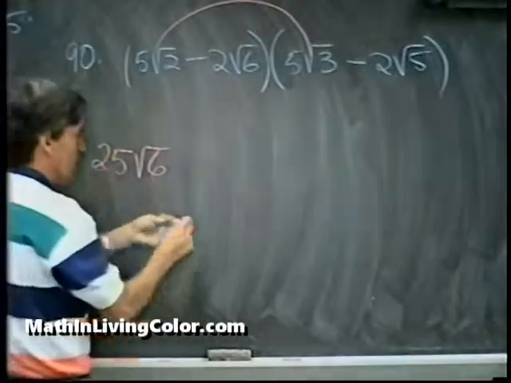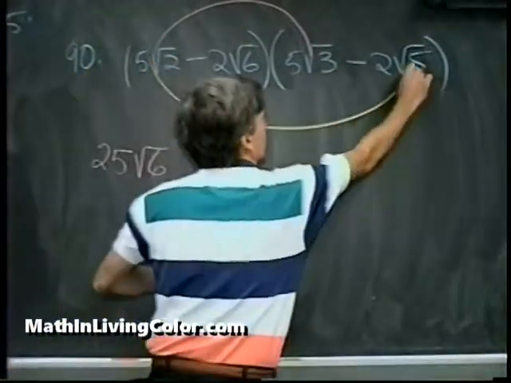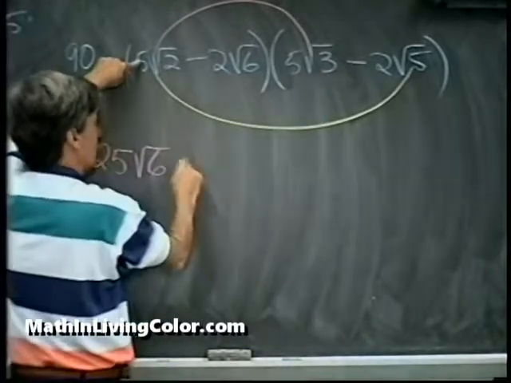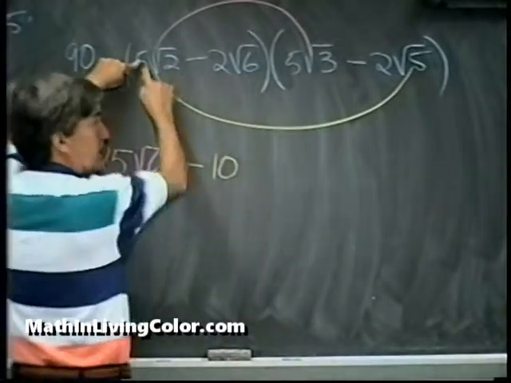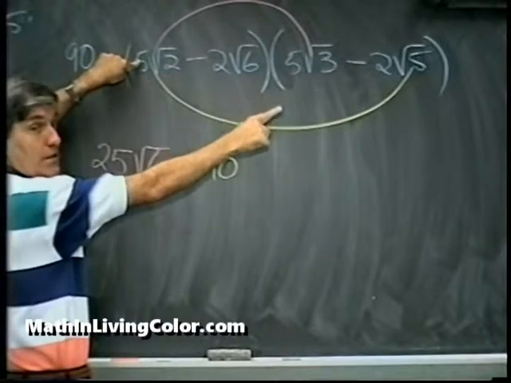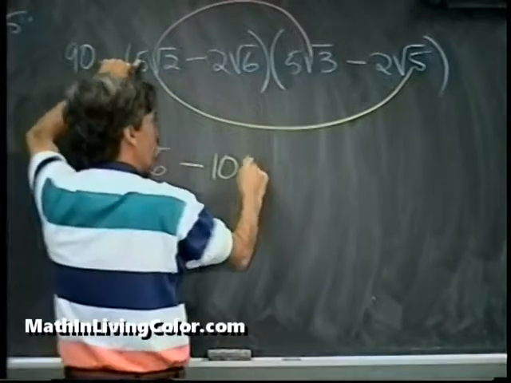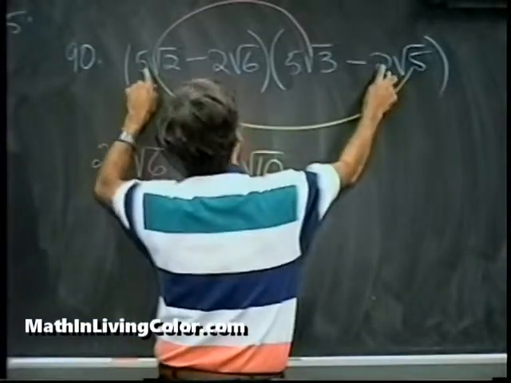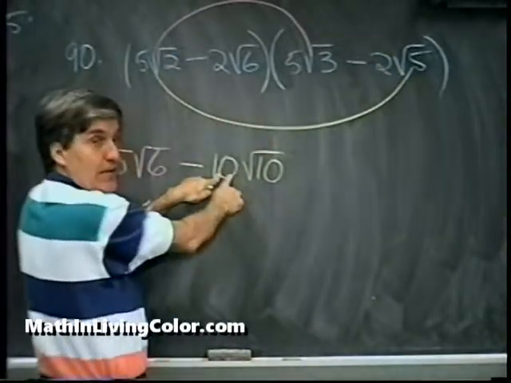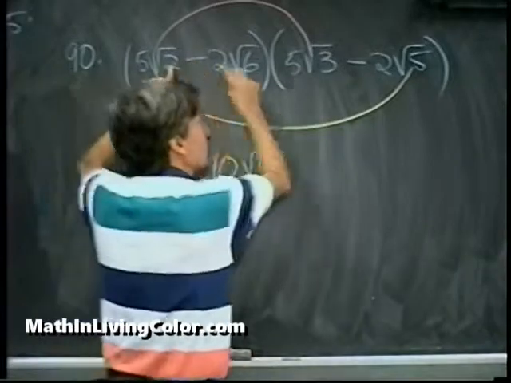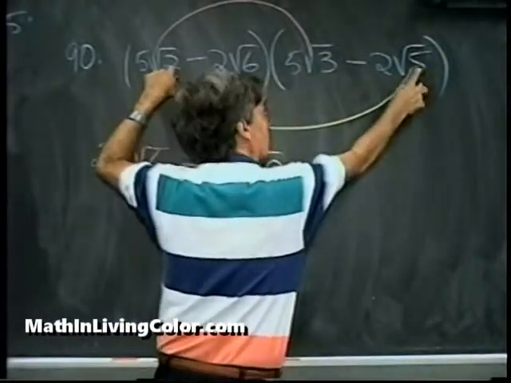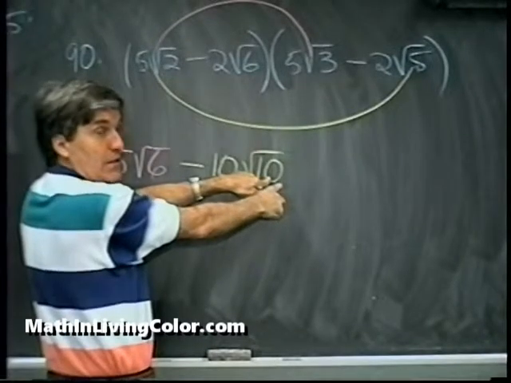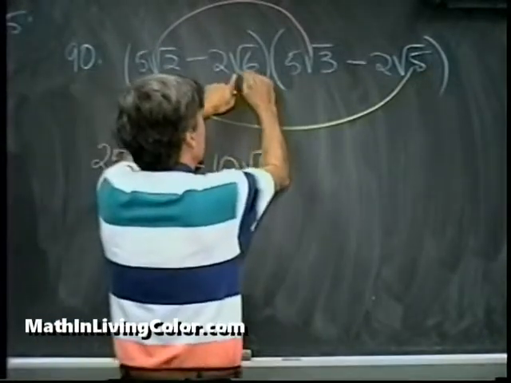Okay? The outer times outer would be negative 10. Is that right? Negative 10 times the square root of 10. Okay, the 5 times 2 outside the radical stays outside the radical. The 2 that's inside the radical times the 5 that's inside the radical becomes 10 inside the radical. Right. Now, inner times inner.